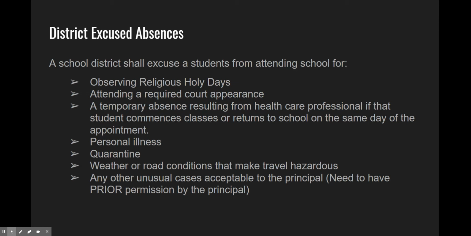personal illness, quarantine, weather or road conditions that make travel hazardous, or any other unusual cases that are acceptable to the principal. But in those cases, you want to make sure that you have prior permission by the principal. The big thing here is communication. Communication is the key. You want to communicate with your child's teacher as well as the campus attendance clerk, just so that we're informed of what's happening, what's keeping your child from being present at school. And if you can keep us informed of those things, we can let you know where we stand in terms of absences.